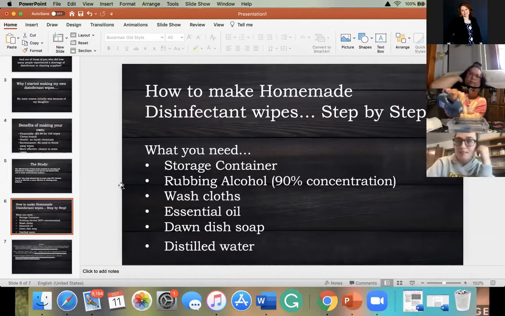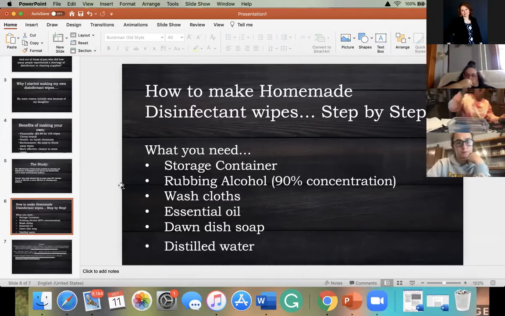Like I said, I just pour it in because really the main concern that you're going to have is the rubbing alcohol is your disinfectant. And you can just take either a whisk or a fork and just stir it all around. And then I just place them in there however you'd like, stack them.